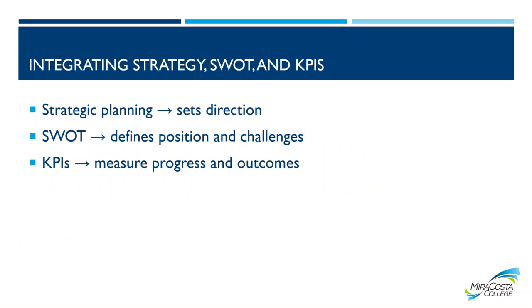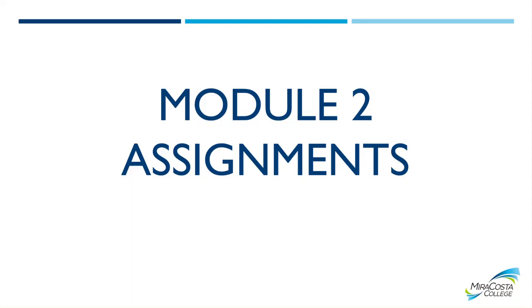Integrating strategy, SWOT, and KPIs. Strategic planning sets the direction, SWOT defines position and challenges, and your KPIs measure progress and outcomes. So this is kind of just a summary here. All right, and that is the end of Module 2.